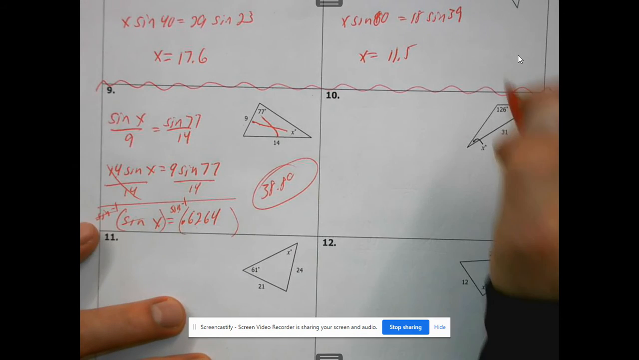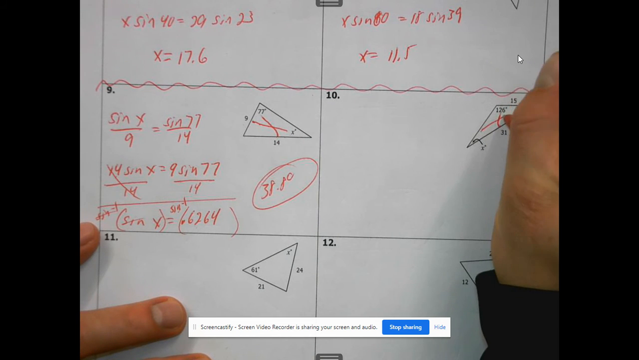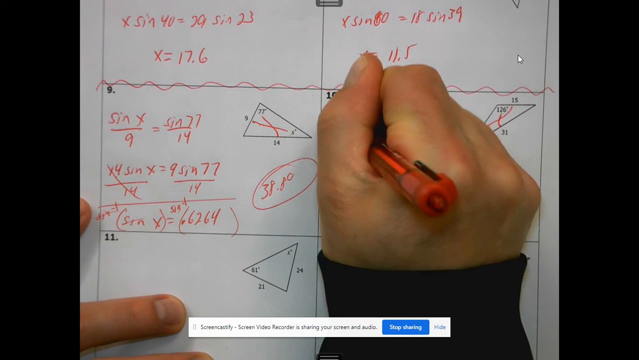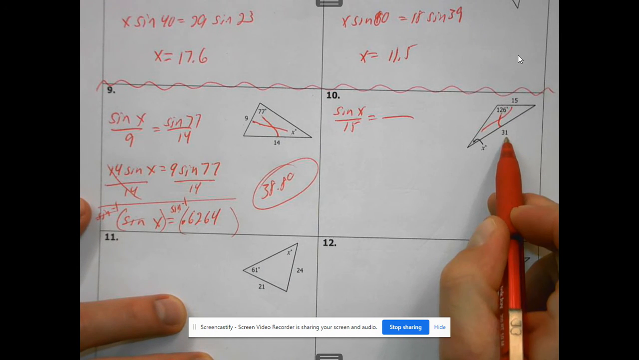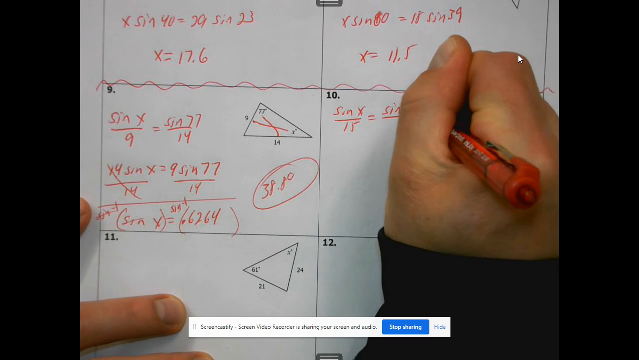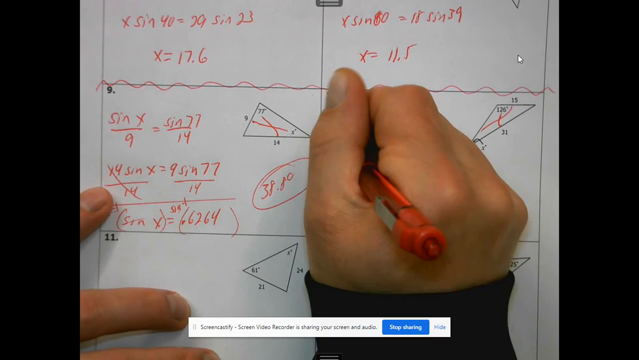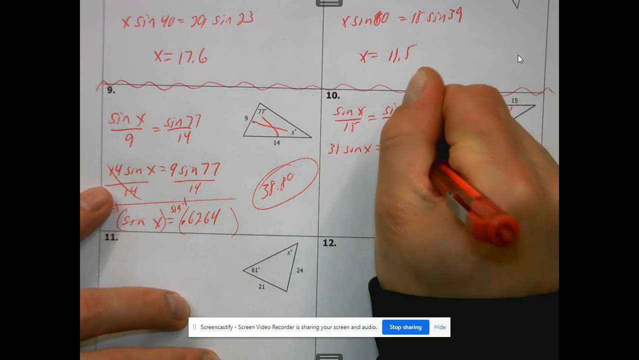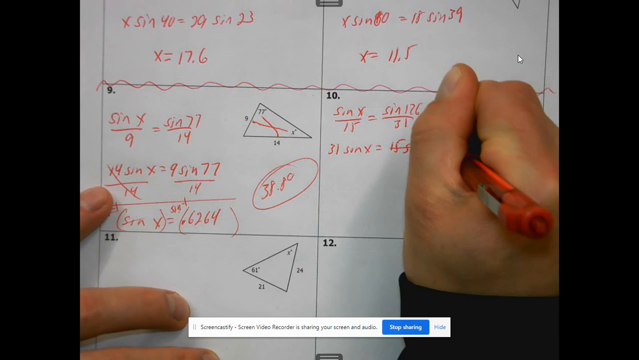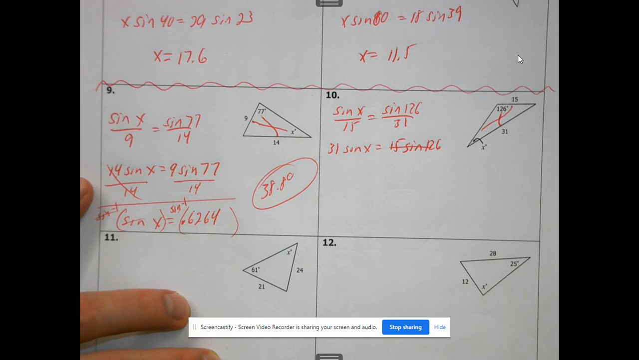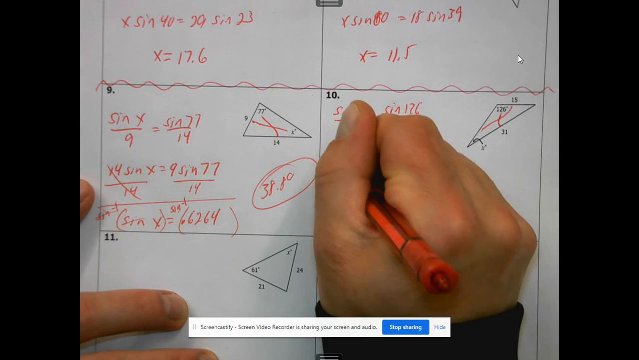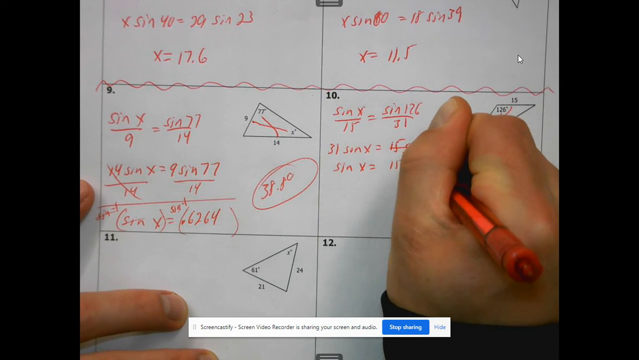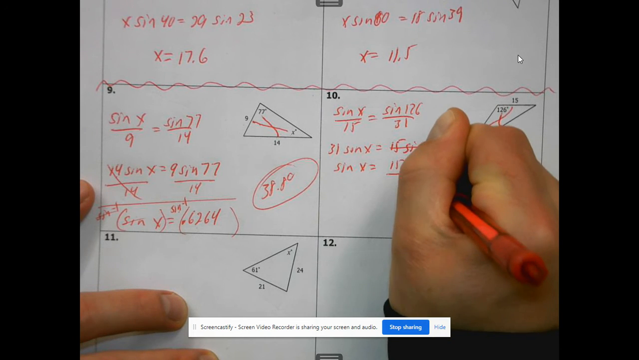Number 10. 126, 31 go together. X and the 15 go together. All right, so sine of x over 15 equals sine of 126 over 31. Cross multiply. 31 times sine x equals 15 times sine 126. Didn't mean to put a line in that one, sorry. Divide both sides by 31. So I'd have sine x equals 15 times sine 126 over 31.